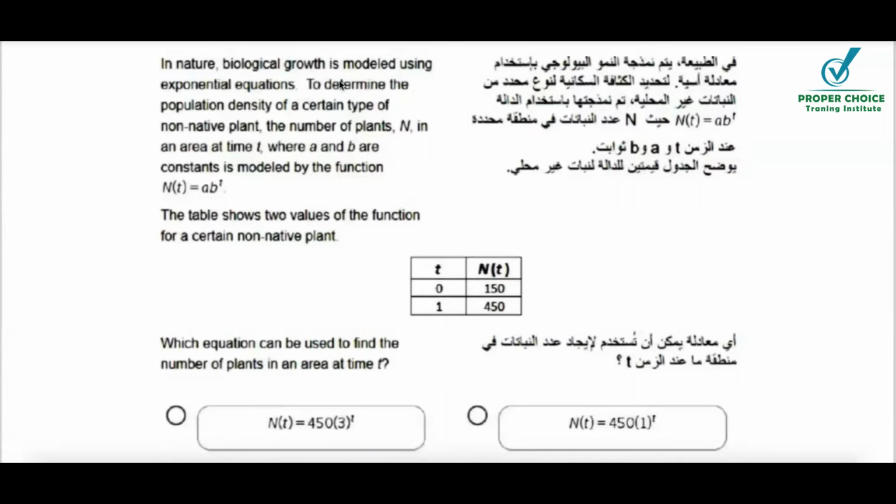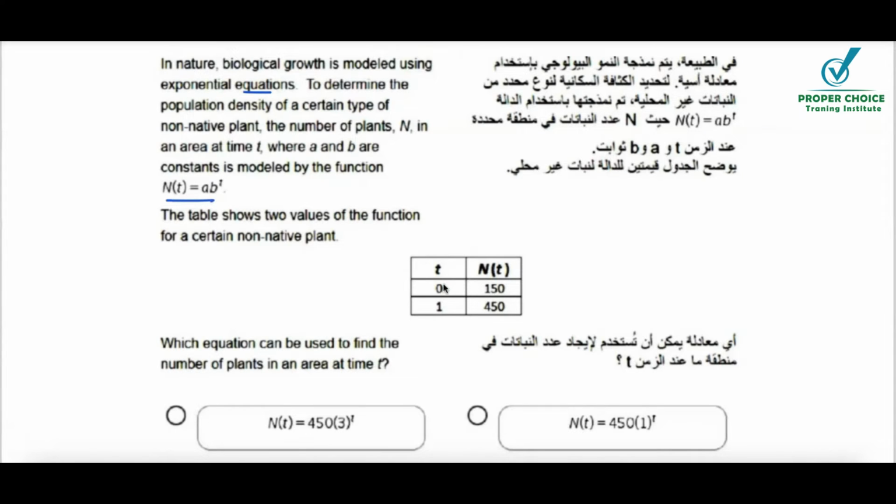In nature, biological growth is modeled using an exponential equation. To determine the population density of a certain type of non-native plant, the number of plants N in an area at a time t, where a and b are constants, is modeled by the function. So they have given us a function which models the number of non-native plants: N(t) equals a times b to the power t. The table shows two values of the function for a certain non-native plant.